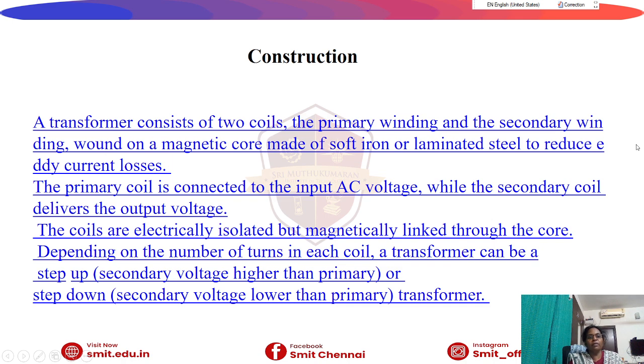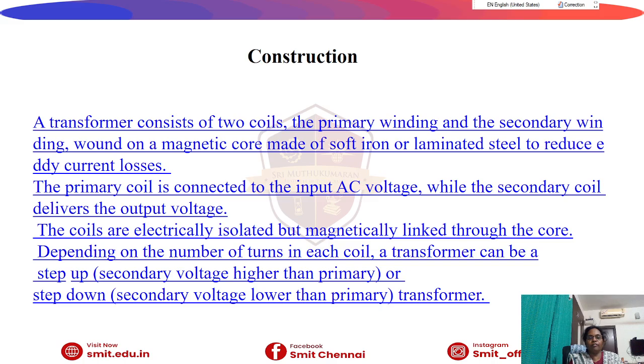Construction. The transformer consists of two coils, the primary winding and the secondary winding, wound on a magnetic core made up of soft iron or laminated steel to reduce eddy current losses. The primary coil is connected to the input AC voltage, while the secondary coil delivers the output voltage. The coils are electrically isolated but magnetically coupled or linked through the core.